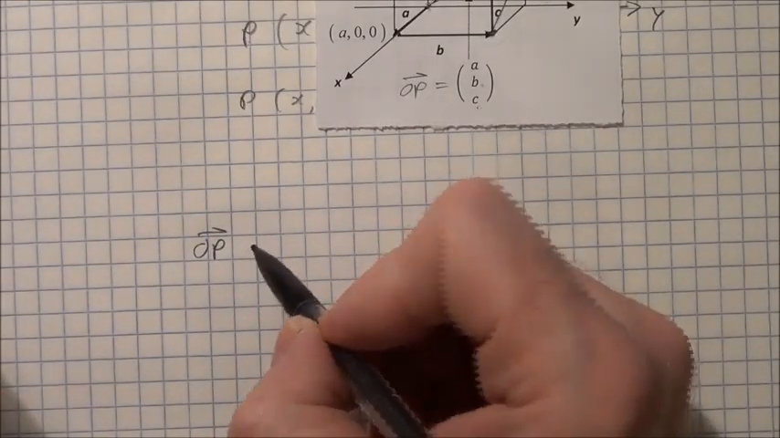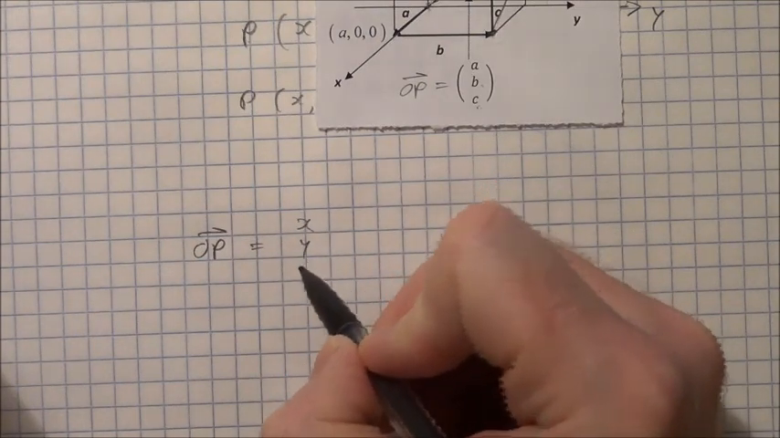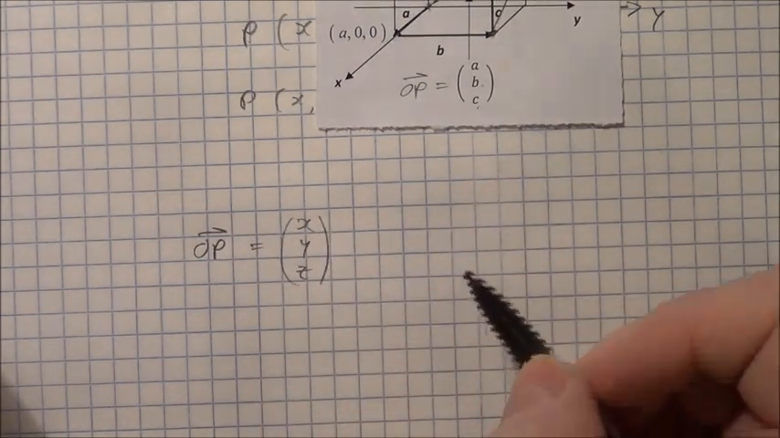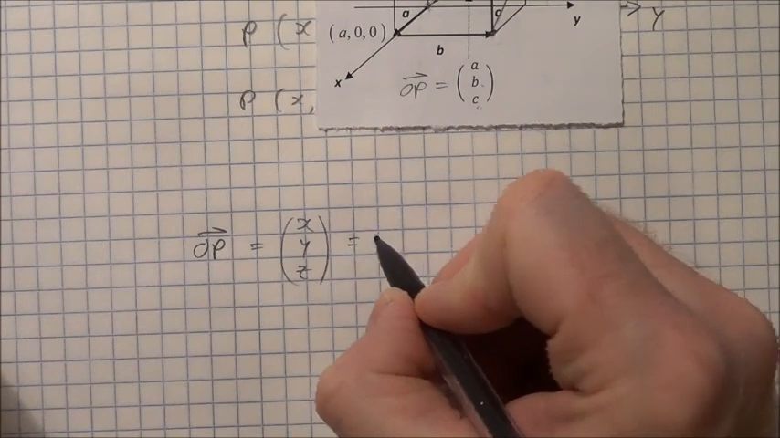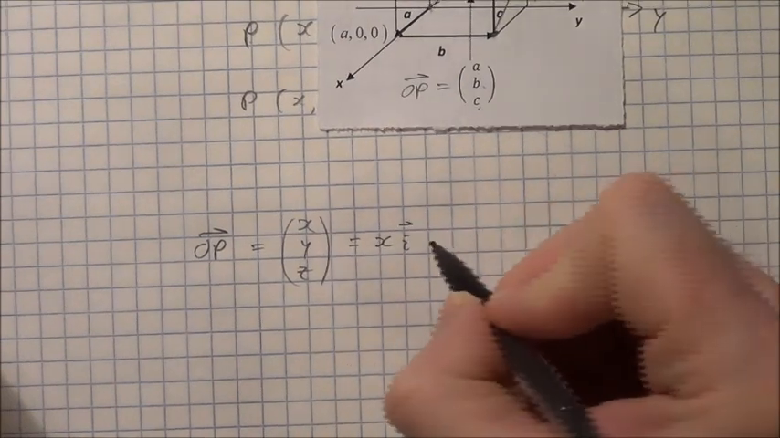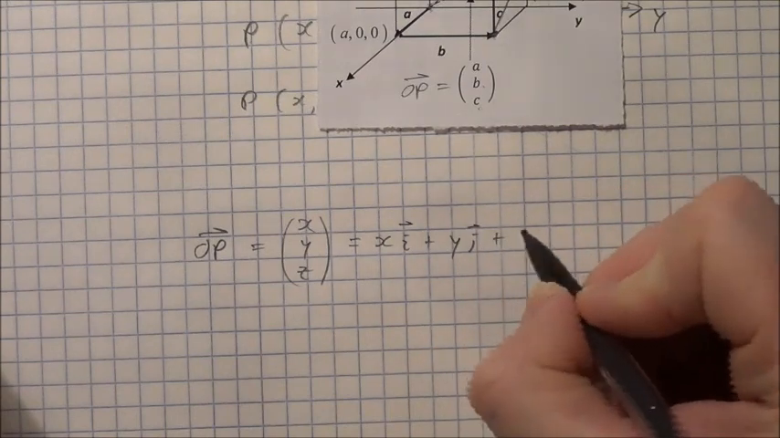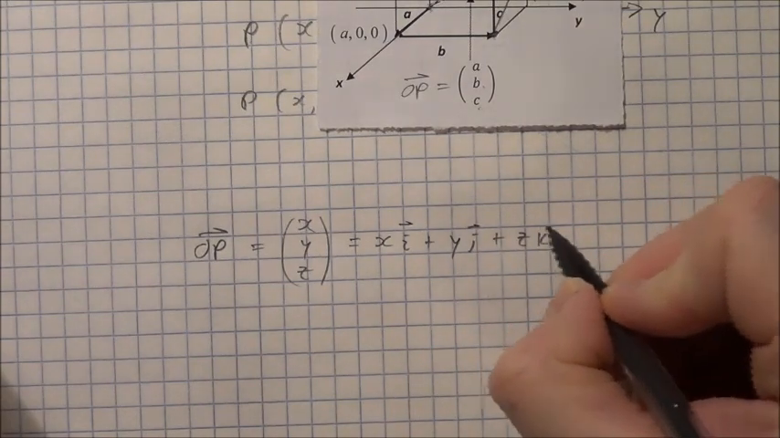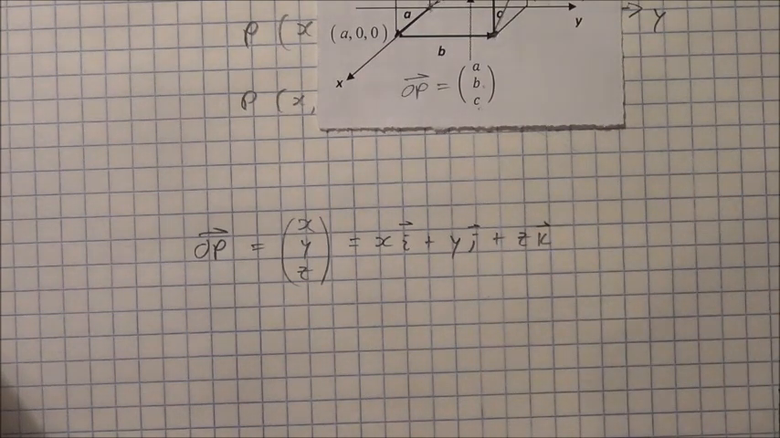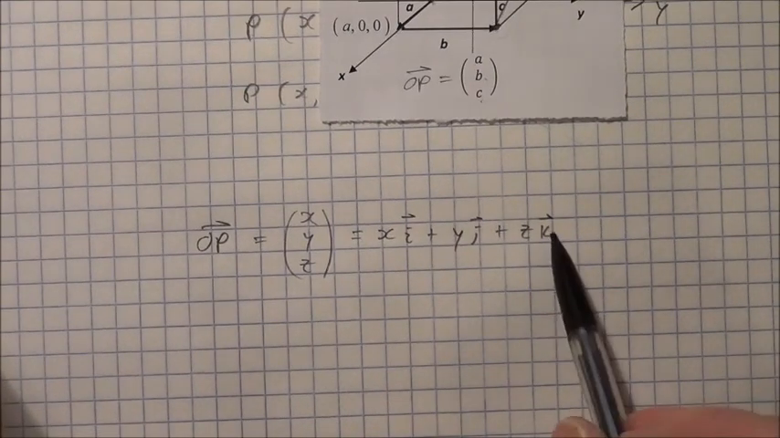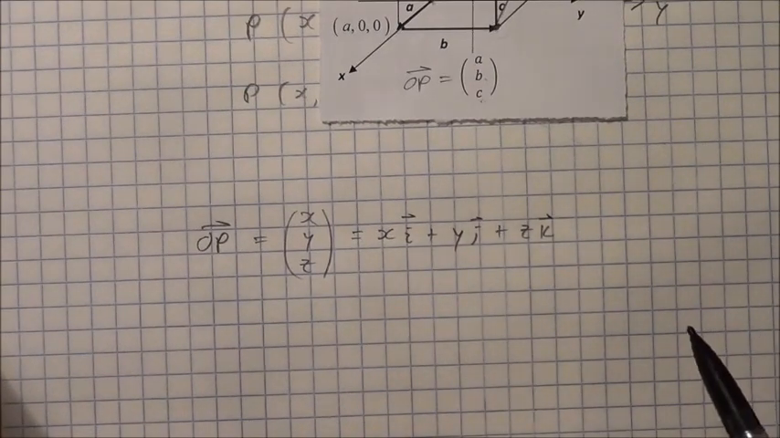One is the position vector. It can be written as (x, y, z), that's the column vector here. And that can also be written as x units, unit vector i, plus y units, unit vector j, plus z units, unit vector k. K, of course, corresponds to the z direction.